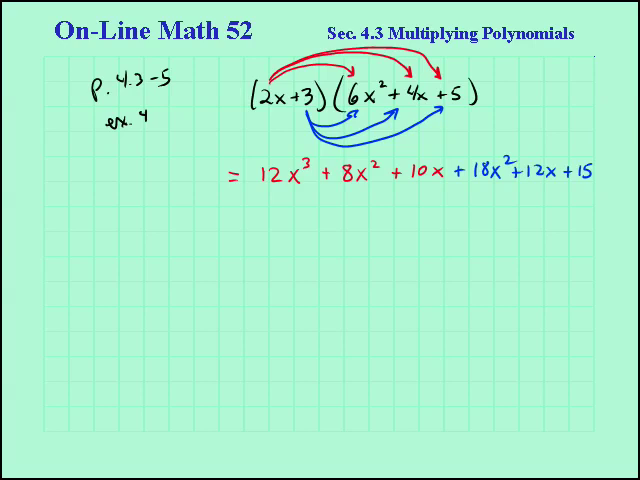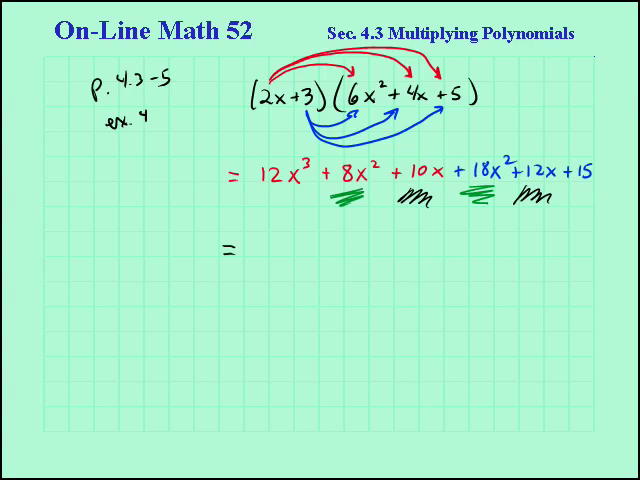And so we actually have 3 products in red from multiplying 2x on through, and then 3 more products in blue from distributing the 3. A total of 6 products here, 6 terms. But some of them are like terms. For example, I see here the 8x squared and an 18x squared. I see here a 10x and a 12x. So those terms are going to be able to be combined.